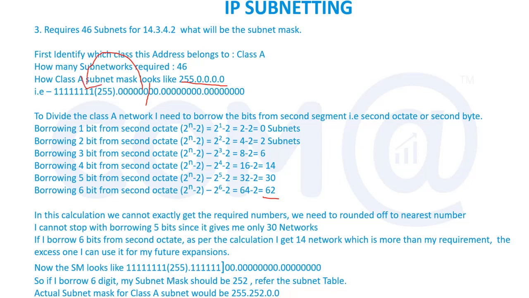Accordingly, we have to find out what is the mask used in the subnet mask. Okay, so 6 bits we are borrowing, so it should be 252. And where I have to place it: since I borrow from the second octet, I'll update whatever value I'm getting in the second portion of the table.